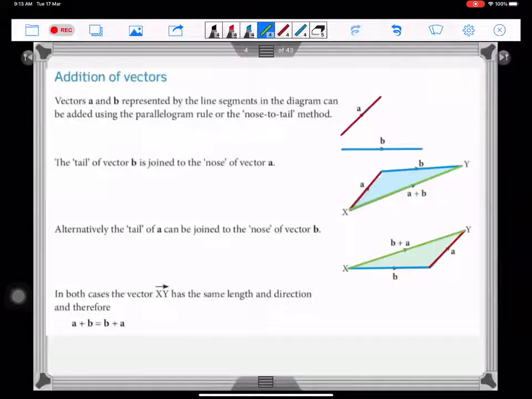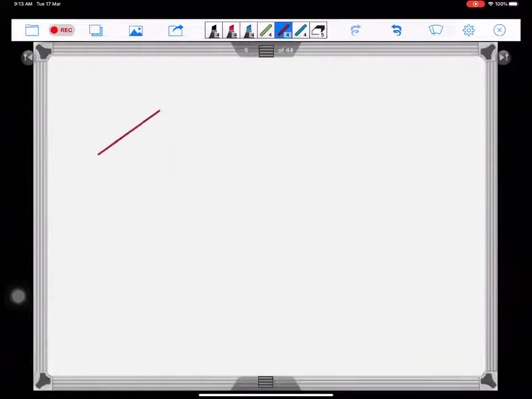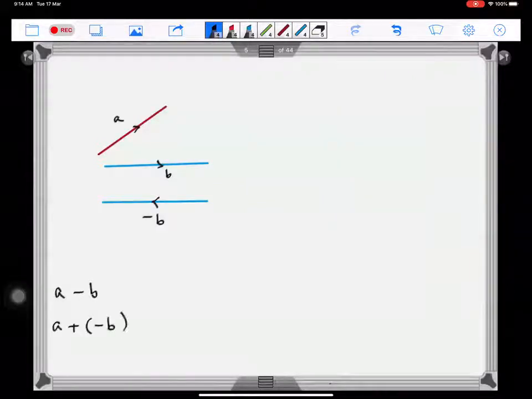For example, if I want to add A minus B, so this is A, this is B. Therefore, minus B is in the opposite direction. So minus B goes like this. So A minus B is actually A plus minus B. In vectors, we always do addition. We can change the sign of a vector. We can reverse it. The magnitude will remain the same. The direction would reverse. And now I can add it up.